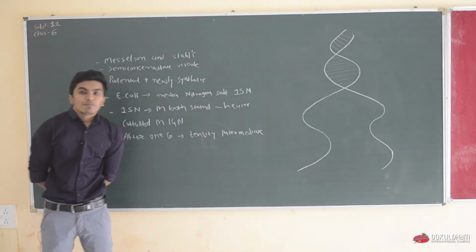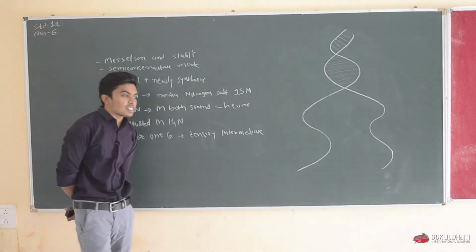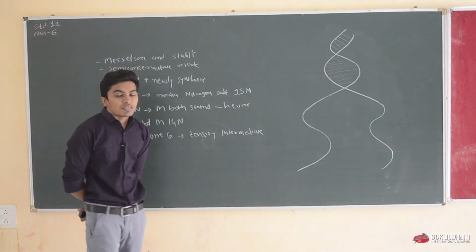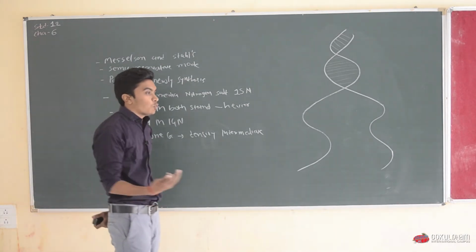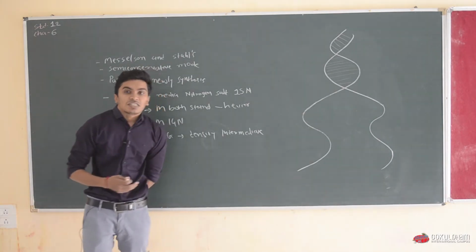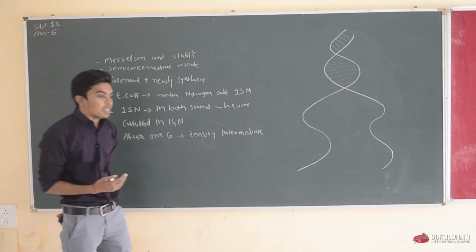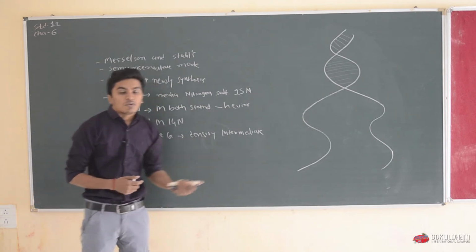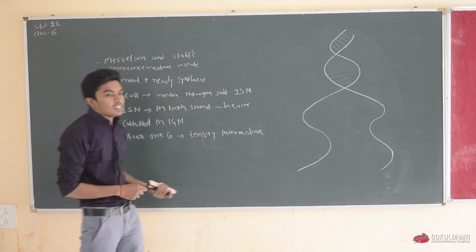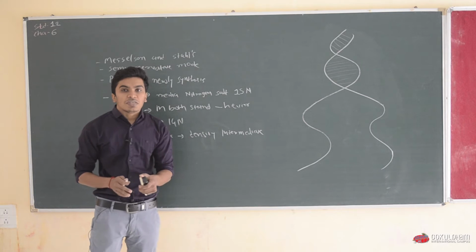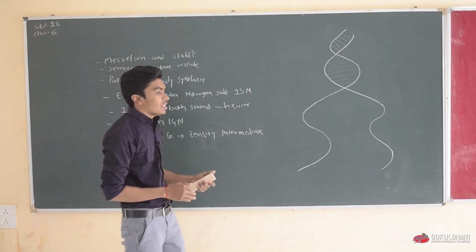So in previous classes we have already discussed the genetic material and the structure of DNA and RNA, and the search for genetic material, what kind of experiments took place for the discovery of genetic material. And now we will see certain processes that take place in all living cells.